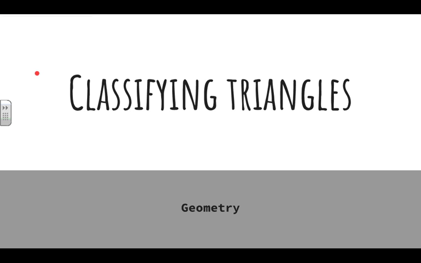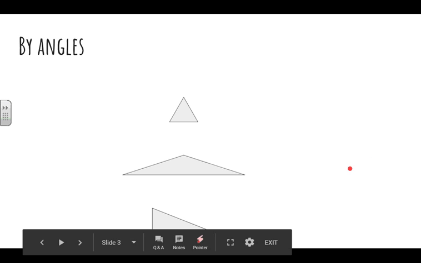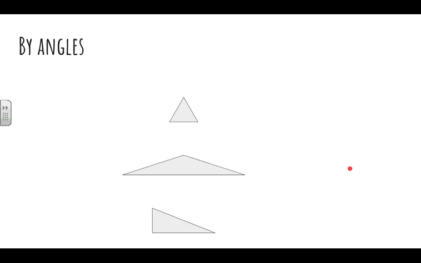Hi, so today we're going to talk about how to classify triangles. Triangles are the most basic figure in geometry because they're the most basic polygon. They have the least number of sides and angles that a polygon could possibly have, three, right? It's impossible to make a polygon with two sides or two angles or one. So this is our most basic polygon.